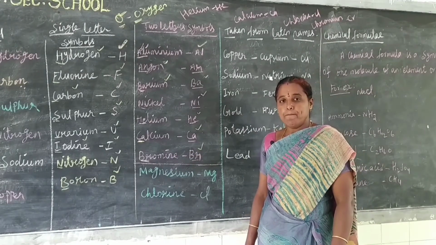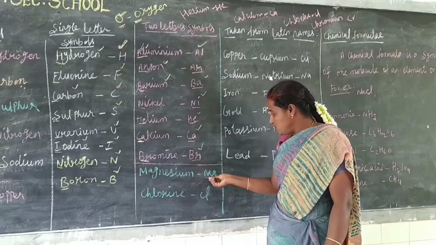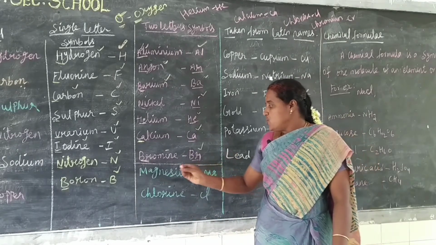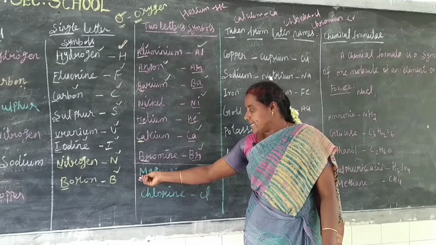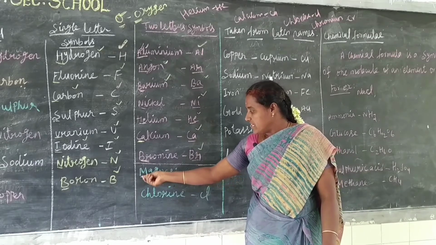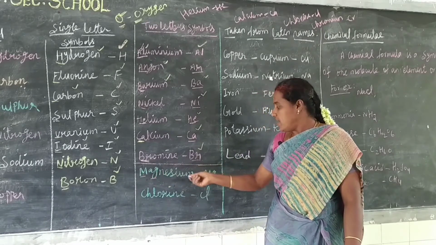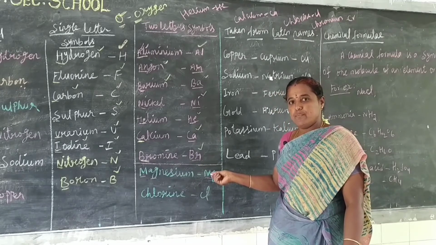Next one, magnesium. The symbol for magnesium is Mg, which is the first and third letter of the word magnesium. First letter is M, third one is G. So the symbol for magnesium is Mg.